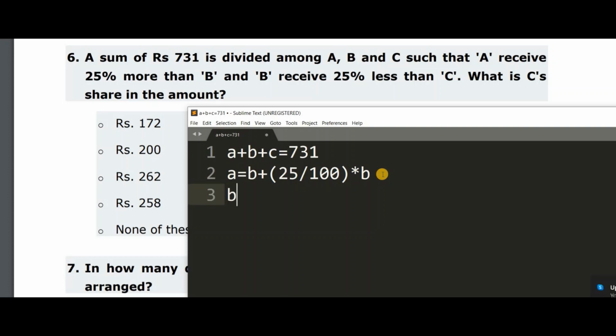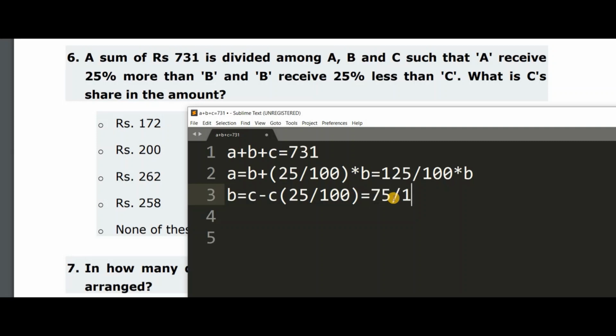And the second equation is B receives 25% less than C. So it means C minus C into 25 by 100. So we want the value of C. So the value of A here is 125 by 100 into B. And the value of B here is 100 minus 25, that is 75 by 100 into C.